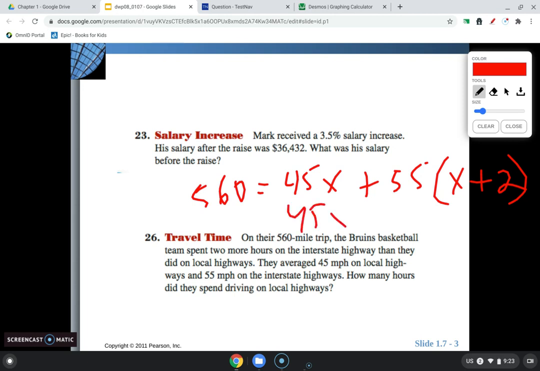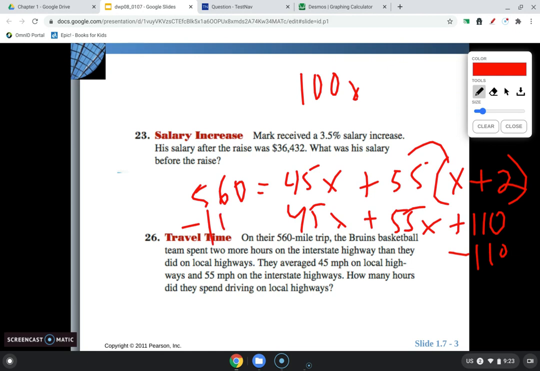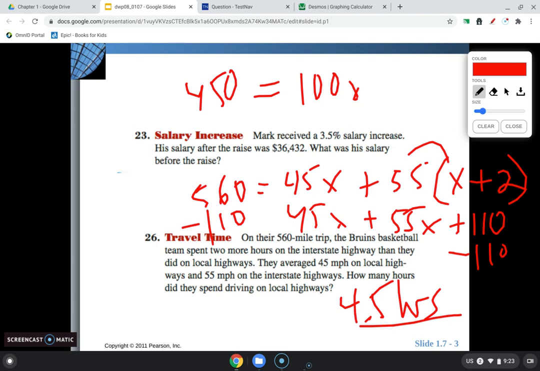So I got 45x plus, I have to distribute, 55x plus 110. So that's 45 plus 55 is 100x. I'm going to subtract 110 from over here. So it gives me 450 equals 100x. Divide by 100. So x would be local. So we'll be looking at about 4.5 hours on the local.